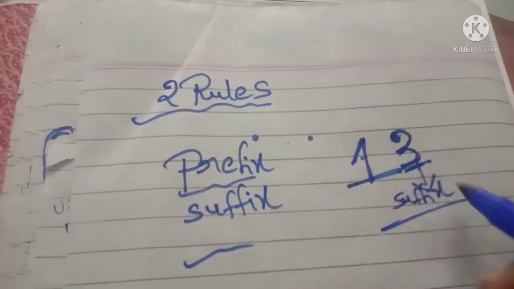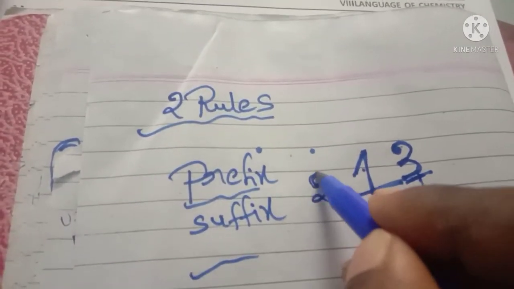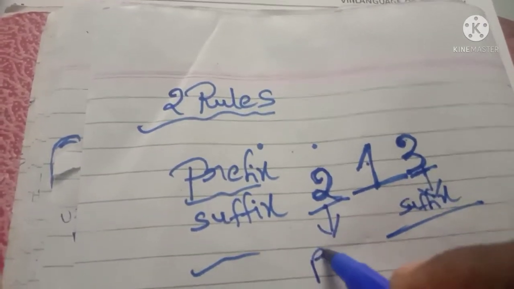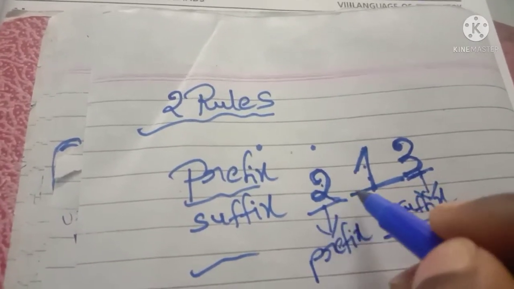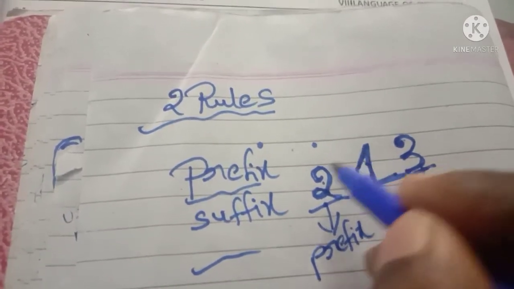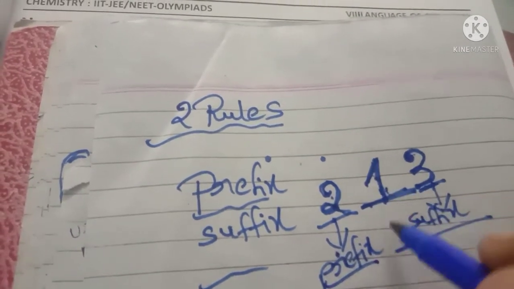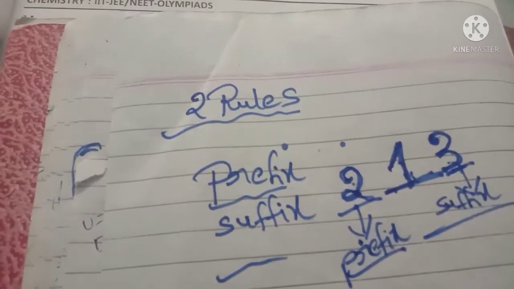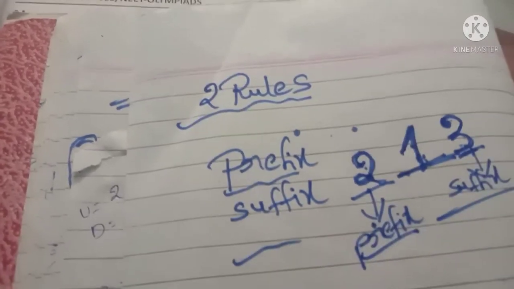Now if I write here some 2, if I write a number 2 here, what do we call this? Prefix. Why? It is before the number, that is 1. It is before the number, so that is why we call this 2 as prefix for 1. So this 3 will become the suffix for this 1. Now I think you got an idea about what is prefix and suffix.